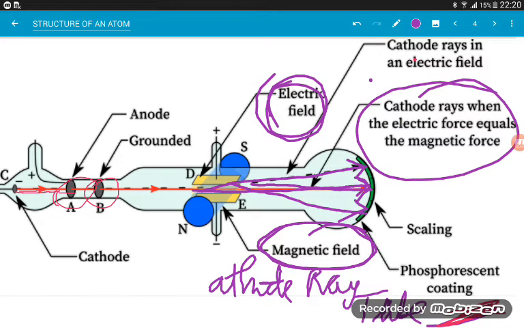So J.J. Thomson, as we saw previously, was the scientist who managed to make this electric field and magnetic field equivalent, and he accomplished the task of passing the electrons through a straight line, right? Now let us move on.